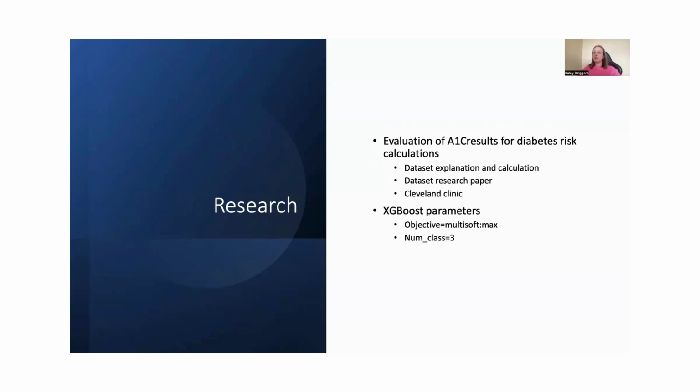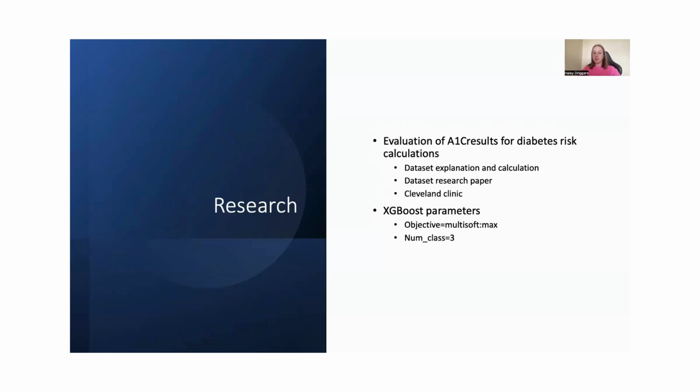So for this, I used the explanations directly coming off of the data set and the way that they calculated it. There was also a research paper for the data set that it was based off of that spoke about A1C results. I used that as well. And then just to make sure I had medical backup, I did some research on the Cleveland Clinic website as well.